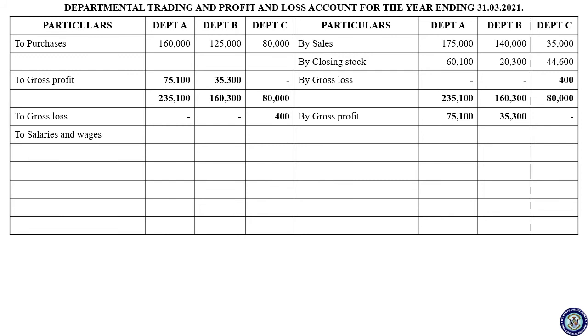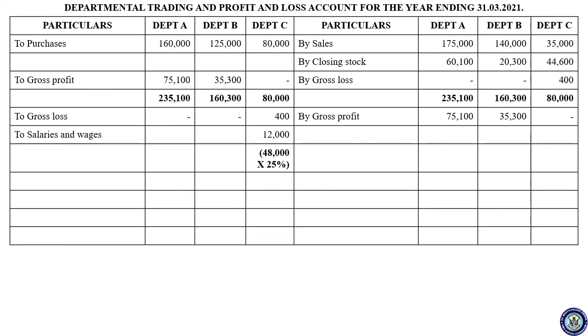My total salaries and wages is 48,000. In that, 25% is to be apportioned to department C. Okay, factory, that is department C. See that first point: departments A and B are sales departments, located at the showroom. Department C is a production department. Production takes place in the factory, right?